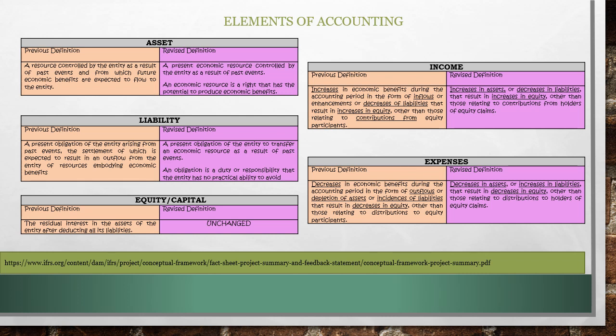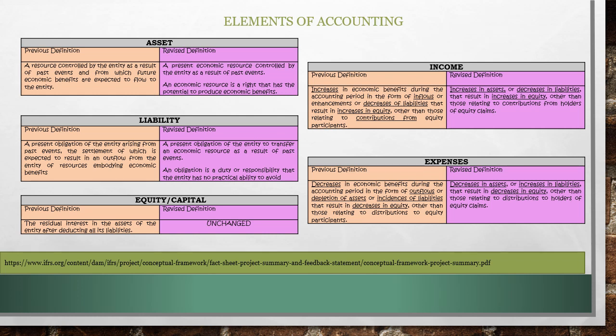The next element is the liability. Previous definition of a liability: it is a present obligation of the entity arising from past events, the settlement of which is expected to result in an outflow from the entity of resources embodying economic benefits. For the revised definition of a liability: a present obligation of the entity to transfer an economic resource as a result of past events.